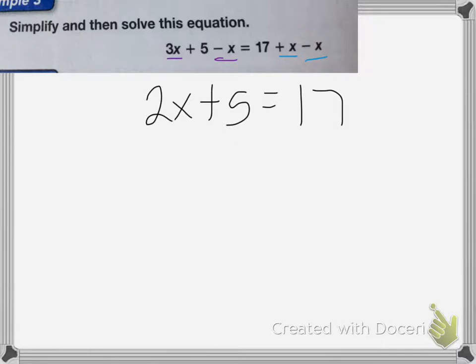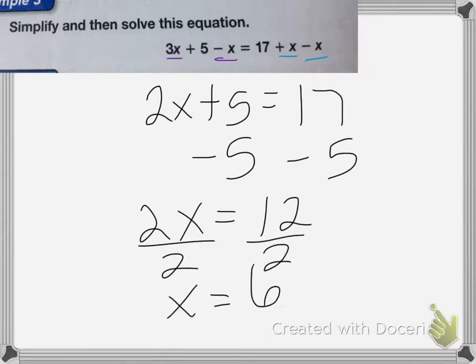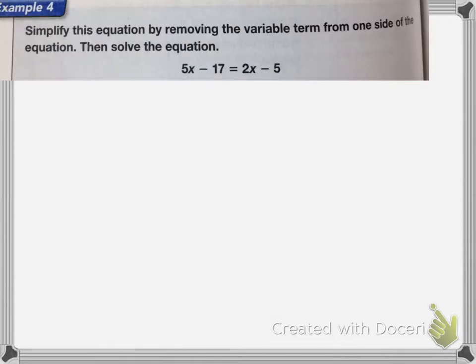Then we're going to solve this equation. We subtract 5 from each side, so we get 2x equals 12. Divide both sides by 2. X equals 6.